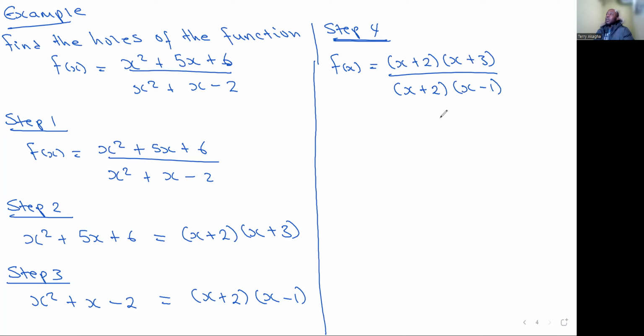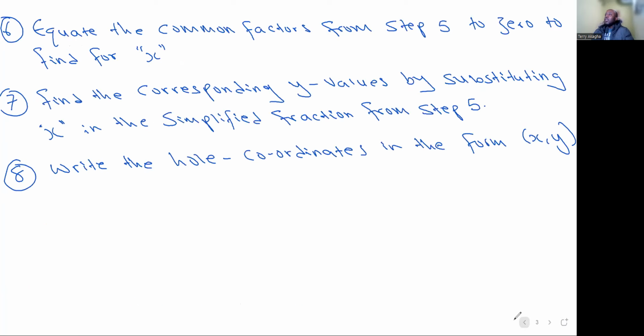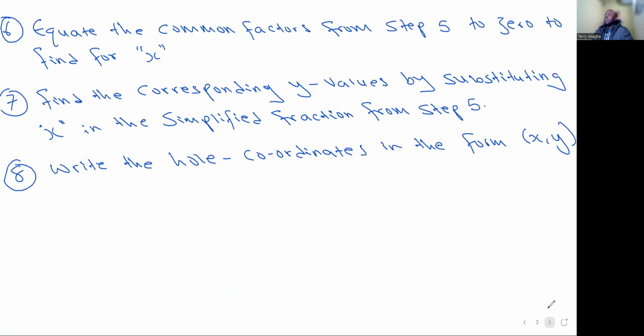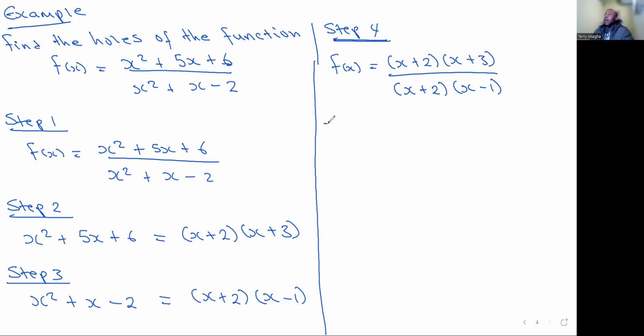All right, good. Now, what does step 5 say? Step 5 says to identify the common factors that can be struck off to get a simplified fraction. So let's go back to step 5. What are the common factors between the numerator and the denominator?